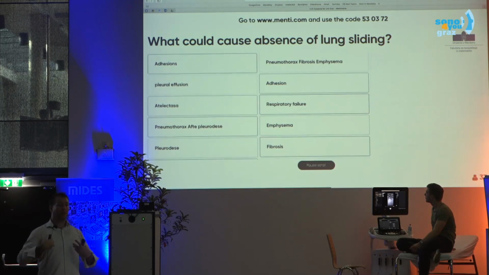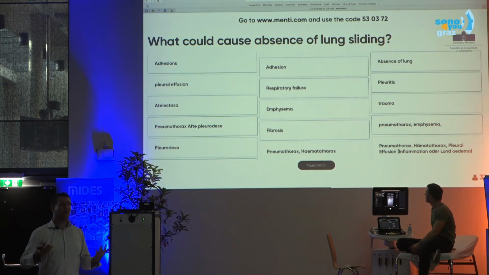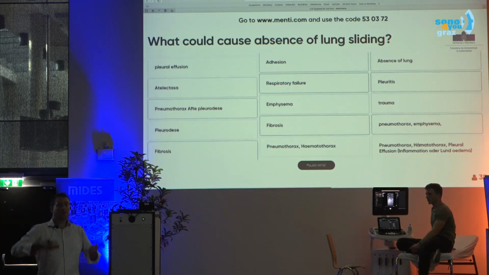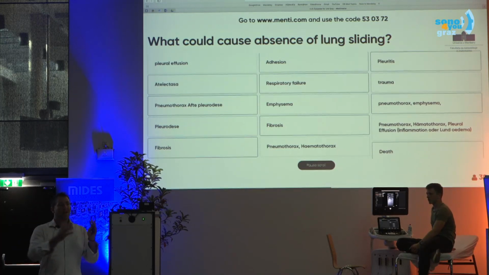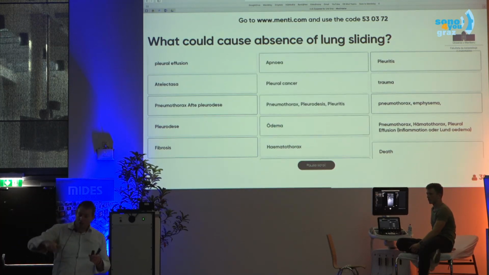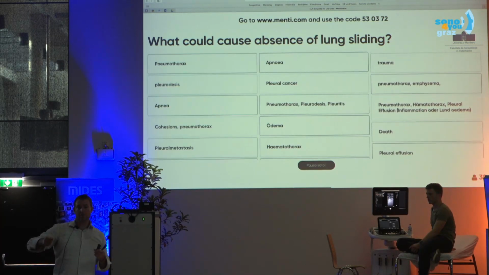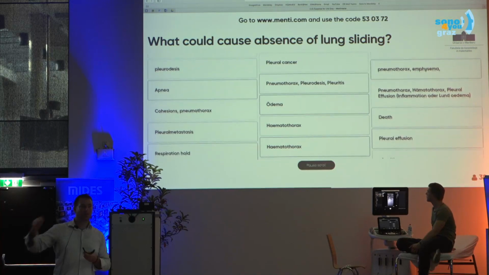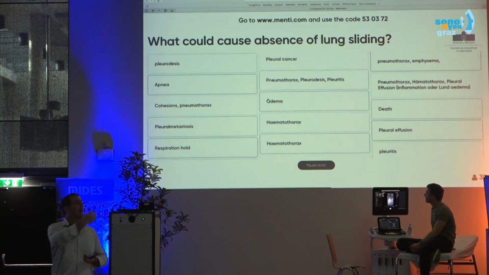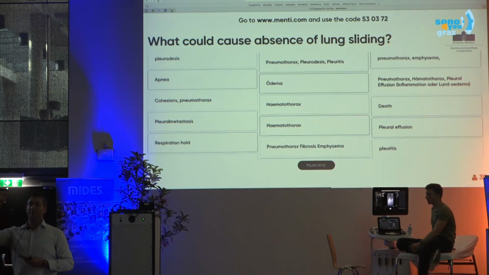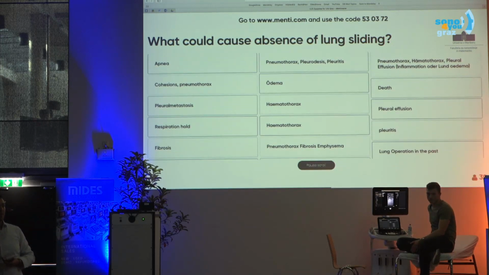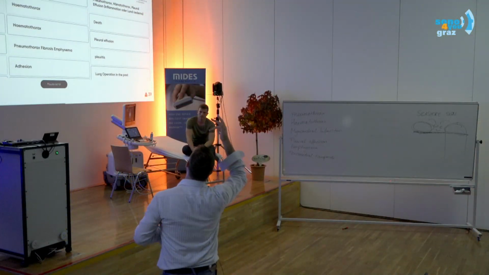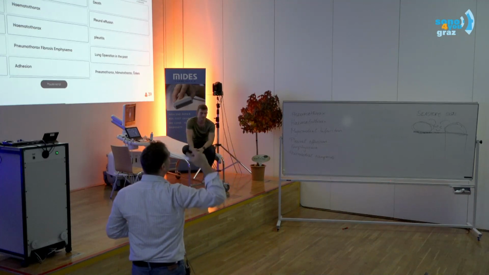If I hold my breath, will there be sliding? No, because there's no ventilation. If the anesthesiologist is not bagging the patient, is there a pneumothorax? You cannot really know, because there will be no lung sliding. As you said, adhesions, pleurodesis. Yes, lack of lung, pneumothorax.